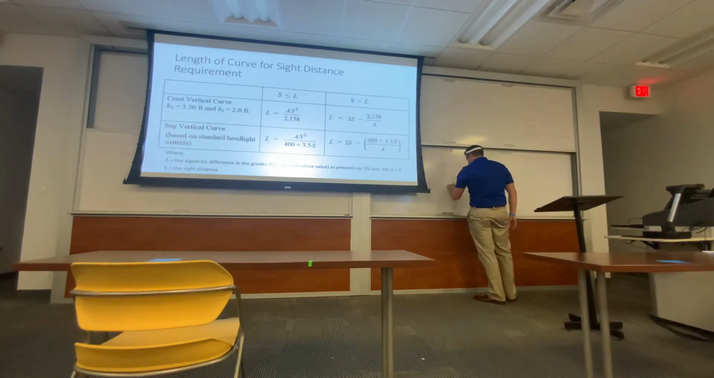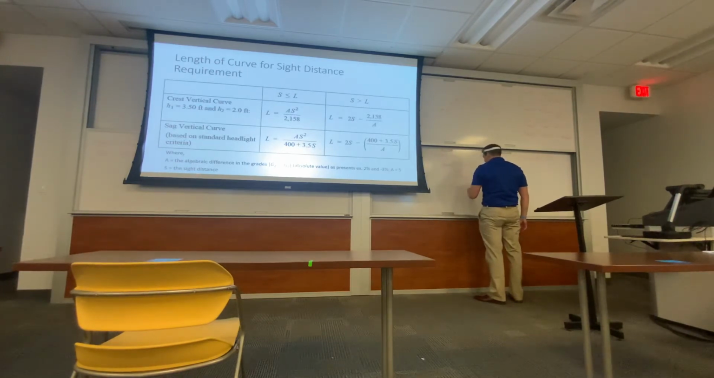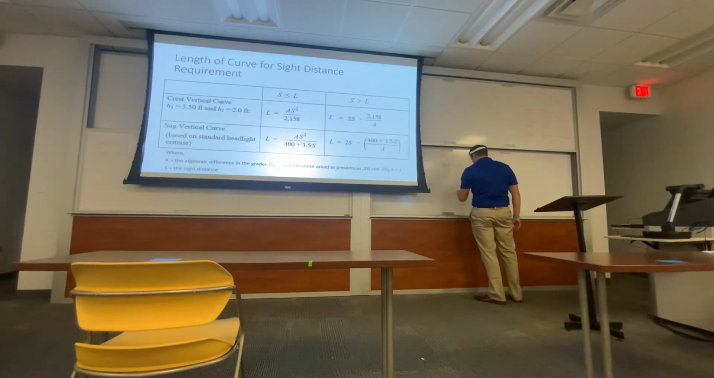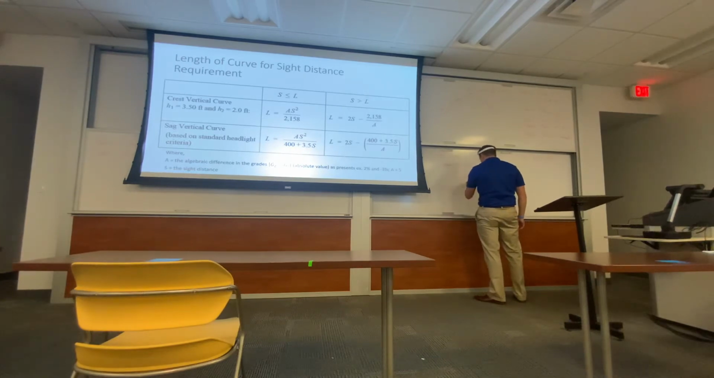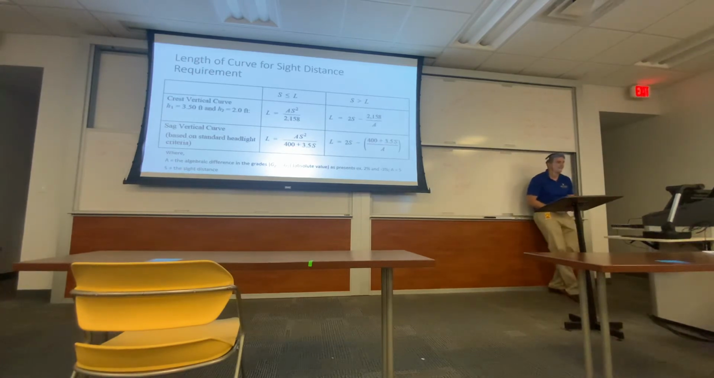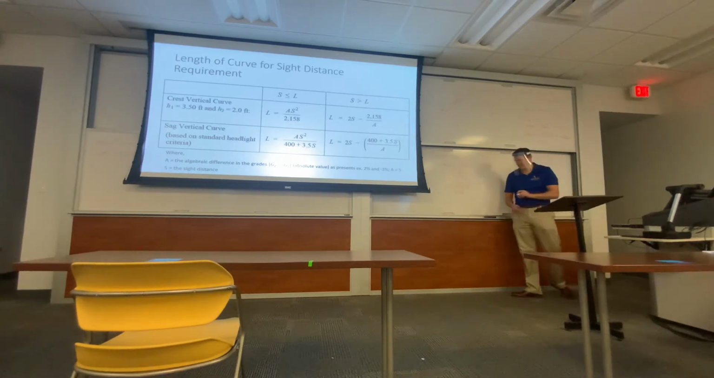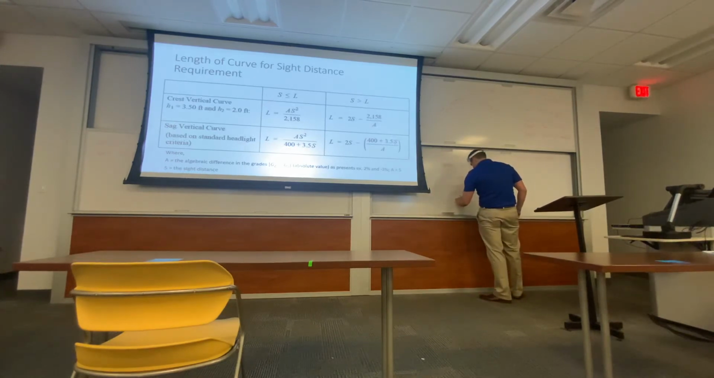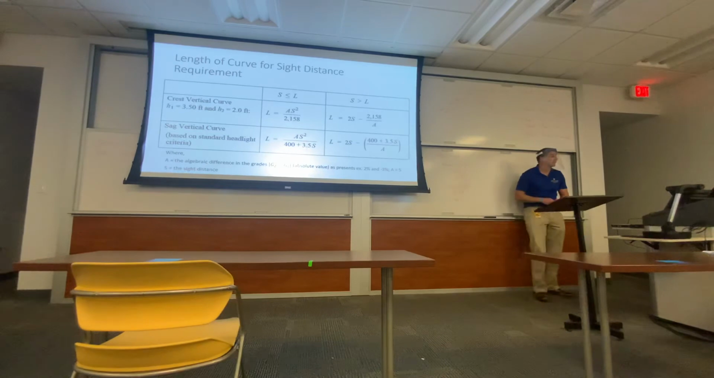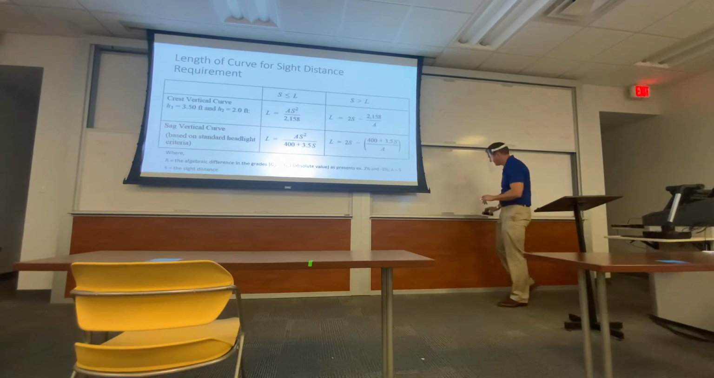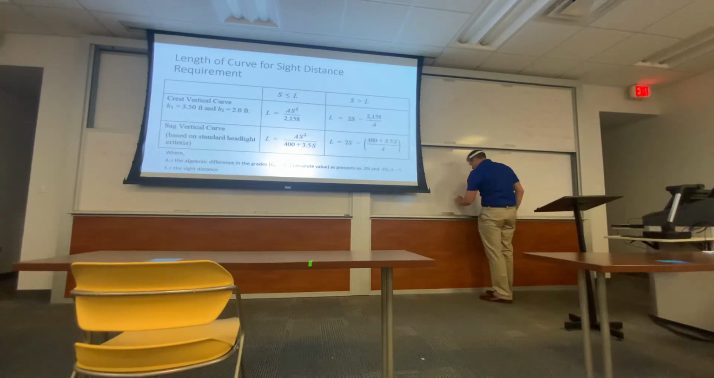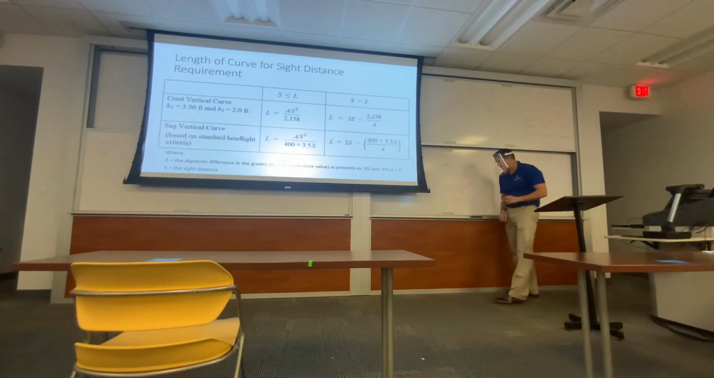So L equals 8.2 times 530 squared divided by 2158. I don't know if I did that right. 1067. 1067 sounds really good. Yeah, I wrote 1067 feet.